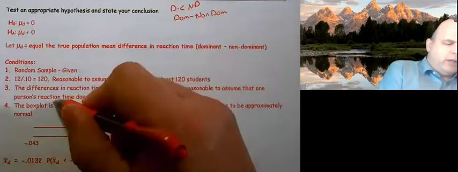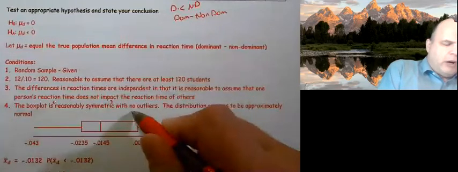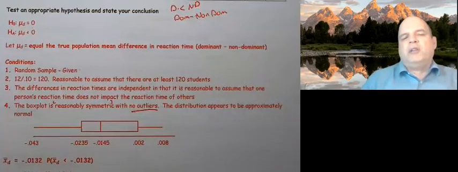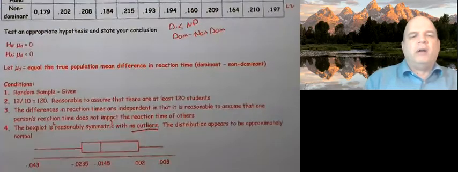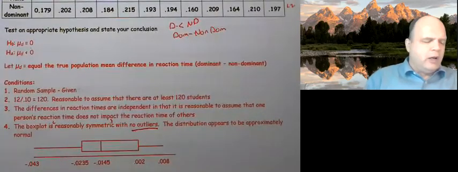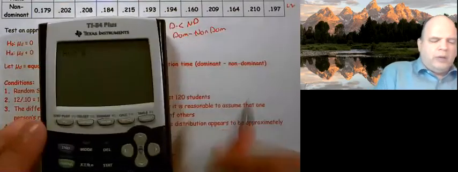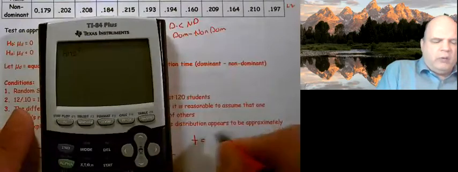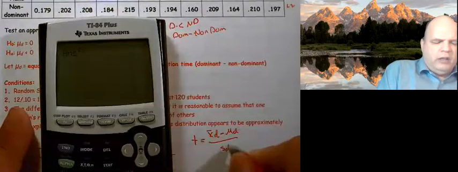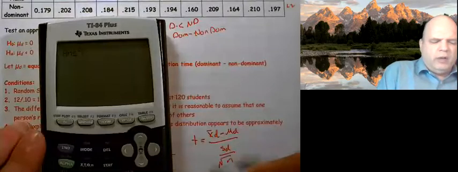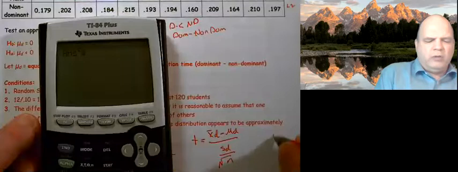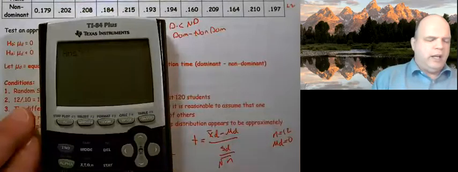Now I know we're claiming that's reasonably symmetric. There are no outliers, and it's basically saying it's symmetric enough. All right. The more symmetric it is, the better off we are, but we're going to say it's symmetric enough. Now, our formula is T equals X bar D minus mu D over SD divided by the square root of N. Well, in this case, we know N is 12. We know mu D is assumed to be 0. So we need to get X bar D and we need to get SD.